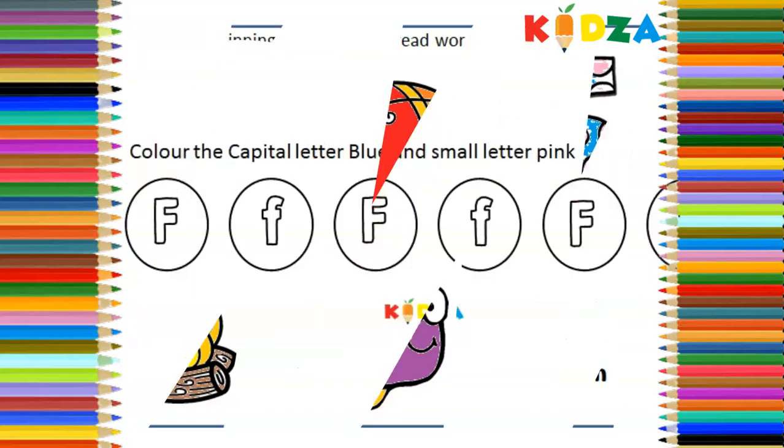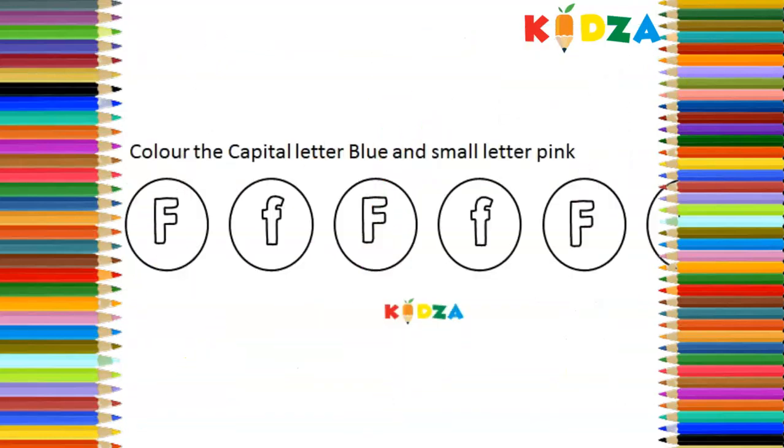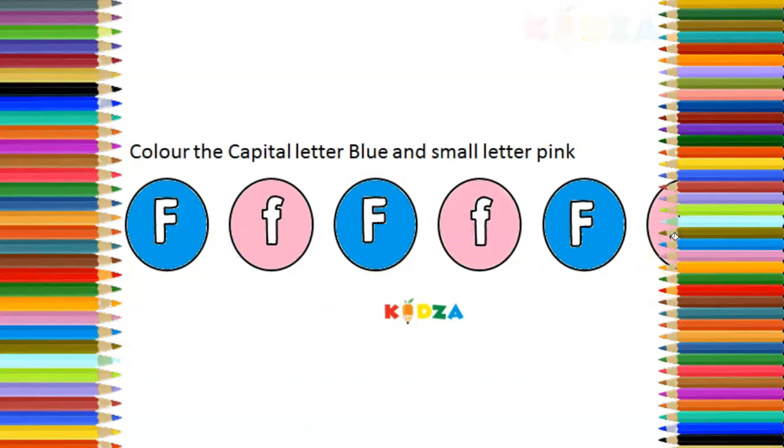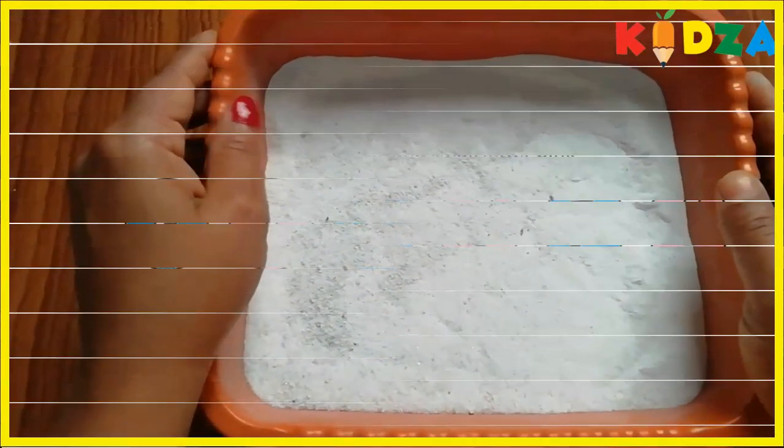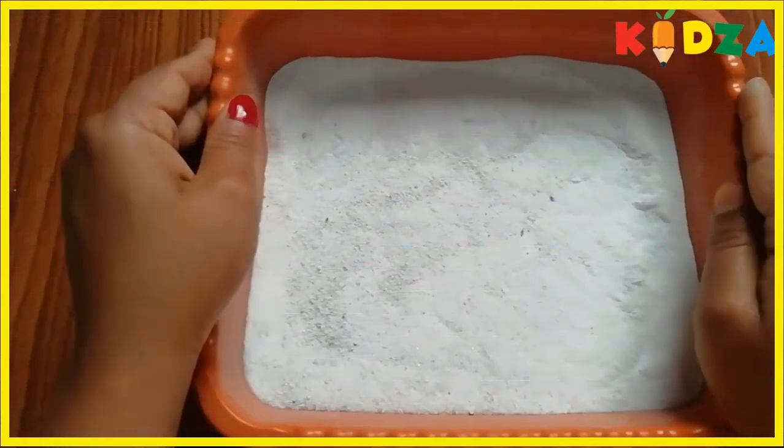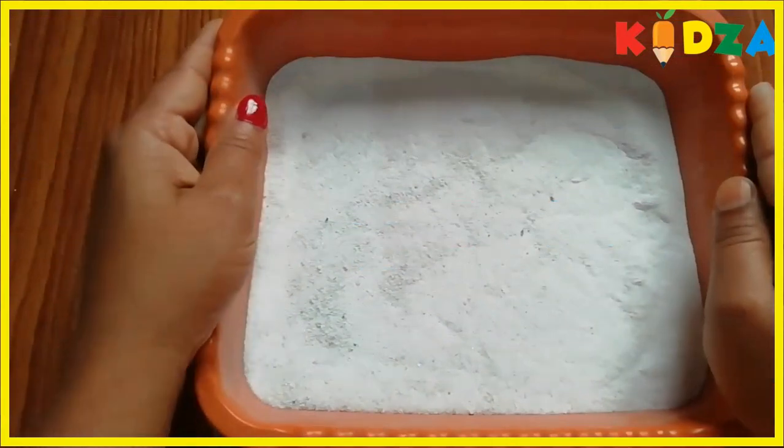Now, color the capital letter blue and small letter pink. Capital F. Small letter F. What is the letter we are learning today? We are learning both capital and small letter F.